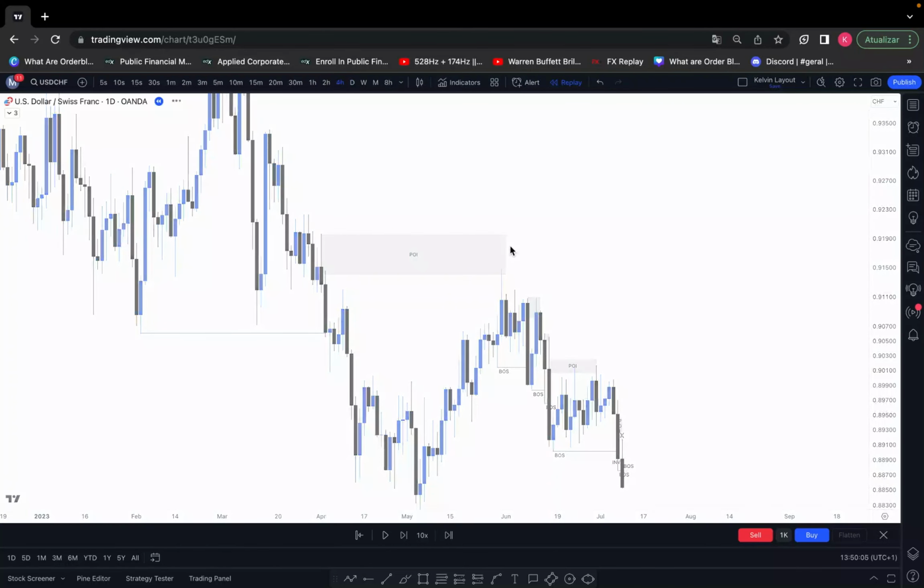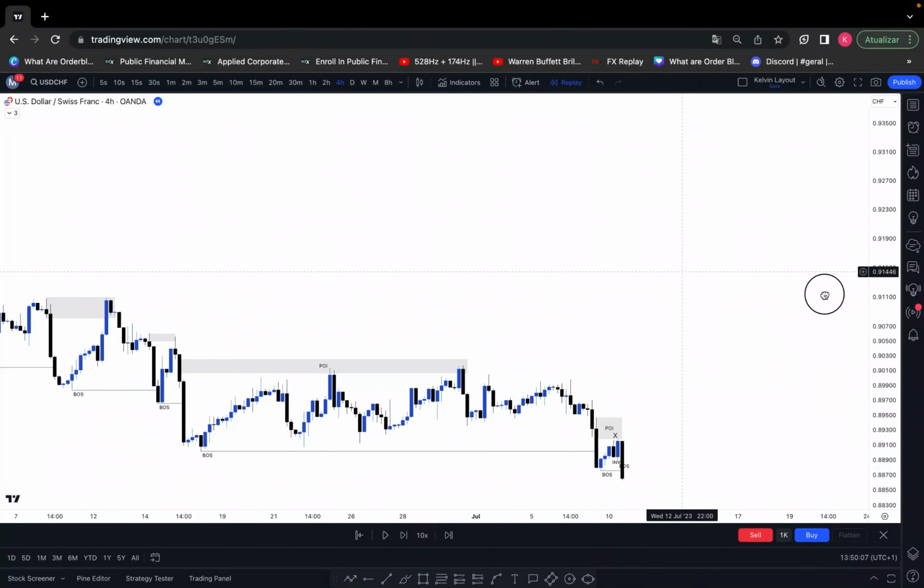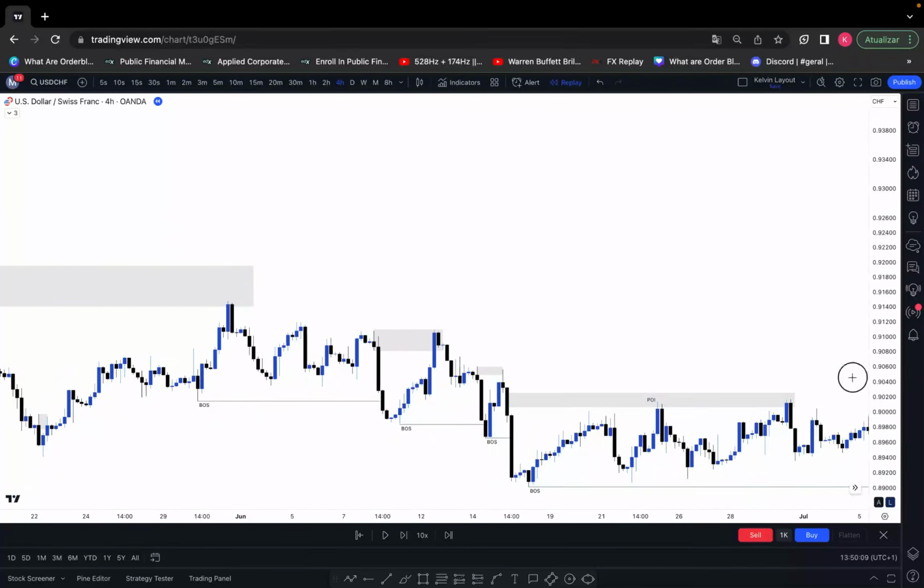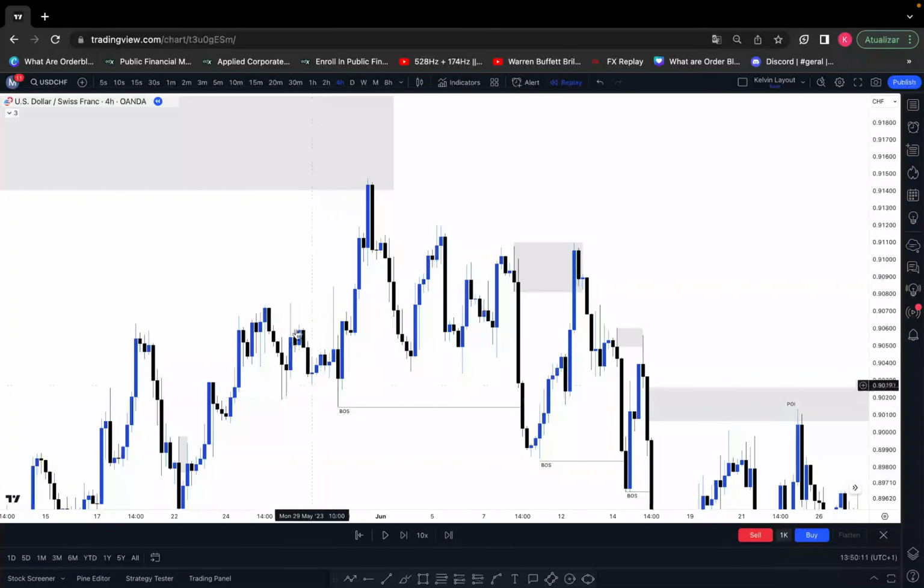So if you drop down, for example, to the 4-hour time frame, we can see clearly that once price came here, if we look at the swing structure, we had this previous structure high, we had this low, price then made this high. What happened?